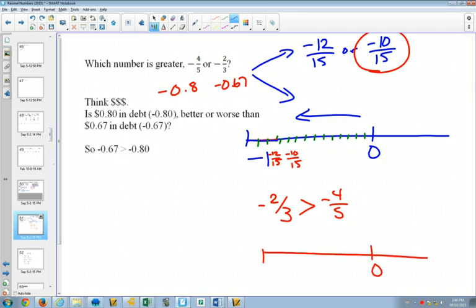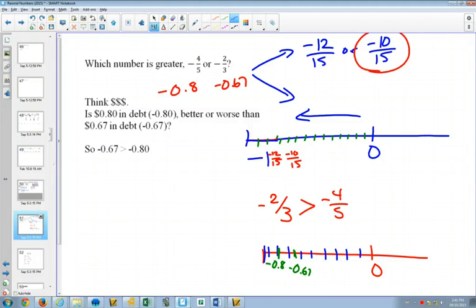This time I'll split it into 10 equal sections. 1, 2, 3, 4, 5, 6, 7, 8, 9, 10. All equally spaced apart. Now, going negative 0.1, 0.2, 0.3, 0.4, 0.5, 0.6. Negative 0.67 would be somewhere in there. 0.7, and negative 0.8 would be right there. The negative 0.67 is bigger.